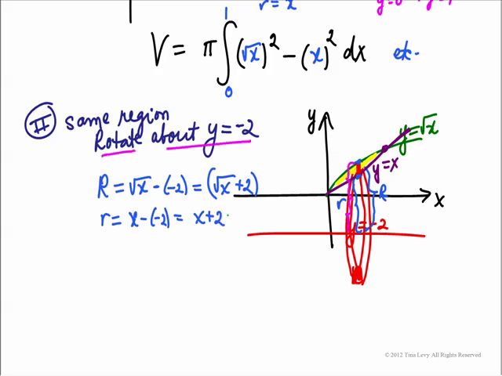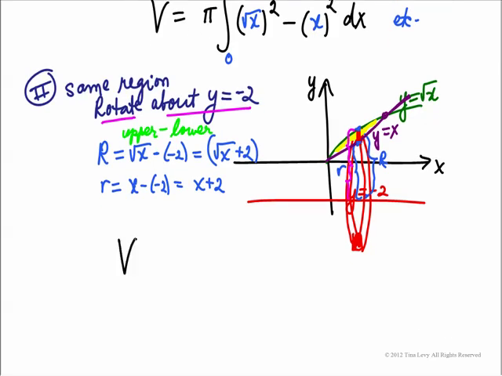So rule of thumb, to get a vertical distance, it's always upper minus lower. Now we're ready to set up the formula for the volume. So it's pi, and it's going to be a difference of squares.